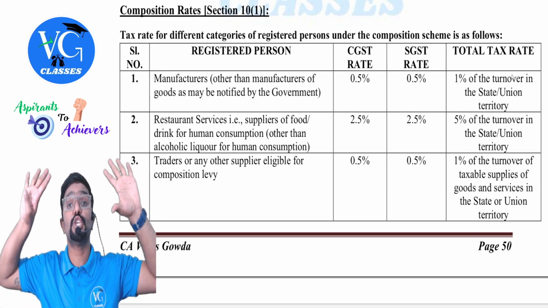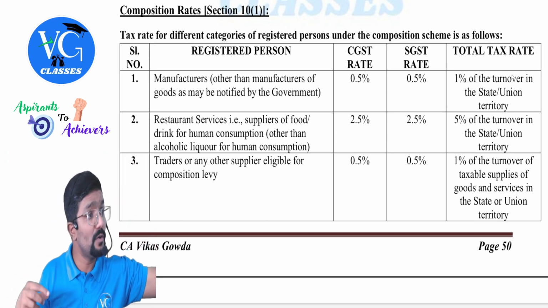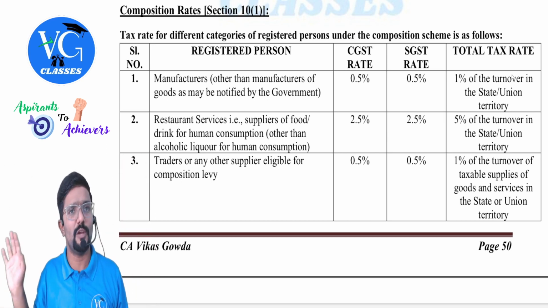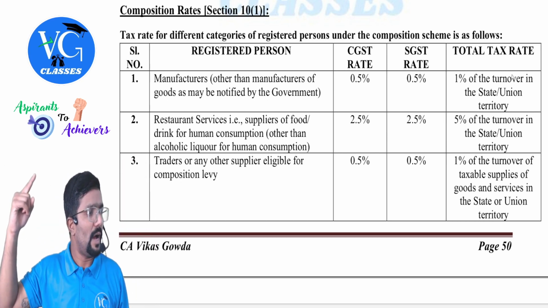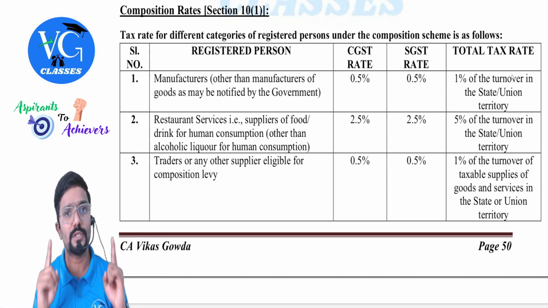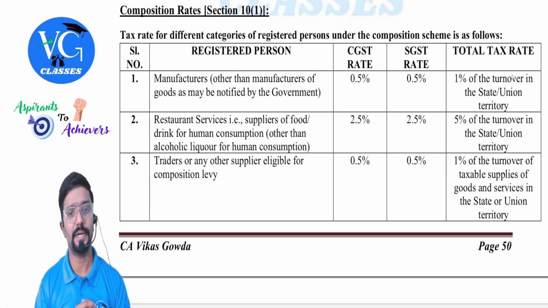I told you under section 9, under classification, what we do for finding out the rates for goods or services. Sir, those rates are not a part of your syllabus, under section 9, applicable for different goods and services. But these rates are a part of your syllabus. So you have to remember it, guys.